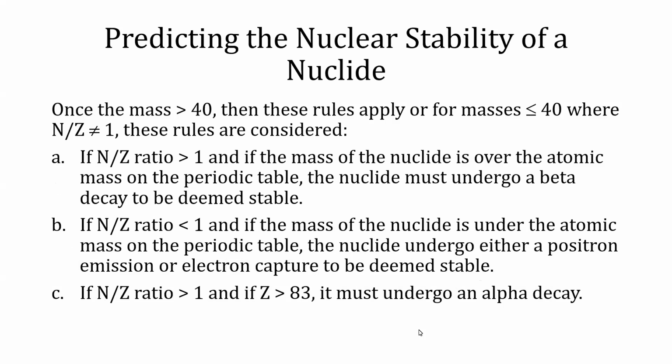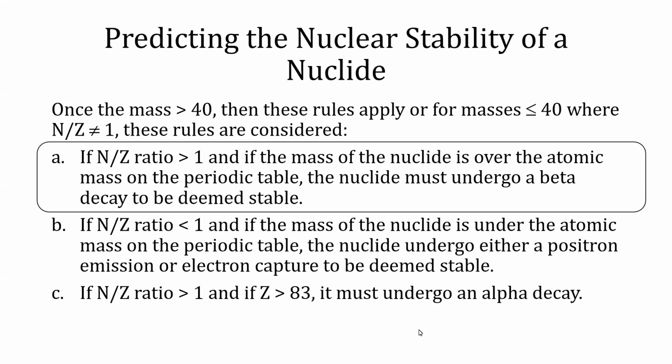Once the mass is greater than 40, then these rules apply. And for masses less than or equal to 40, where the N to Z ratio doesn't equal 1, these rules are considered.